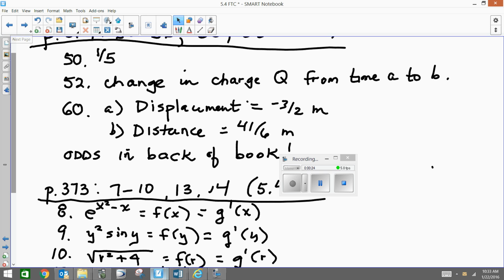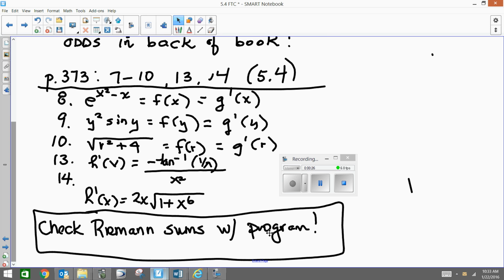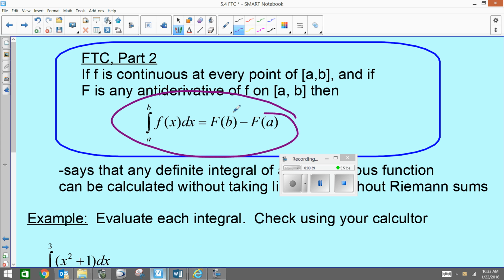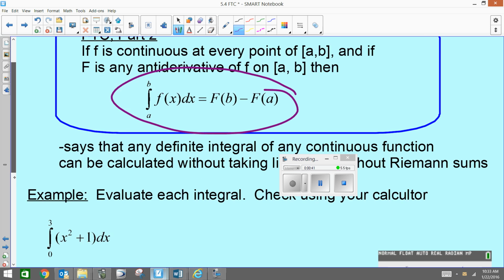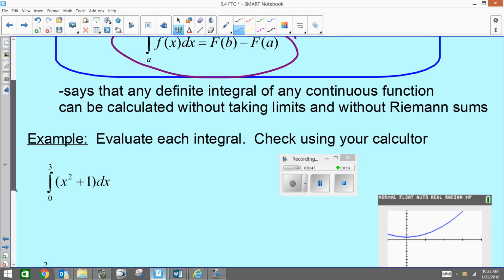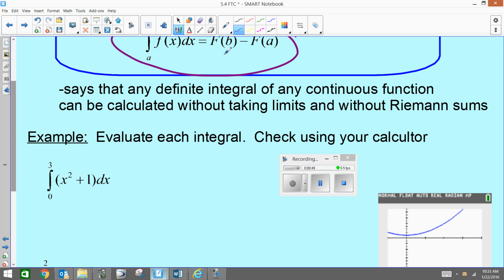I would expect you to check the Riemann sums with the program just to get used to that as well. All right, part 2 of the fundamental theorem of calculus is nothing that you haven't seen before. Here it is, how to take an antiderivative. Remember, the first part says the derivative of an integral is the original function. This is the second part. So let's just dive right in.